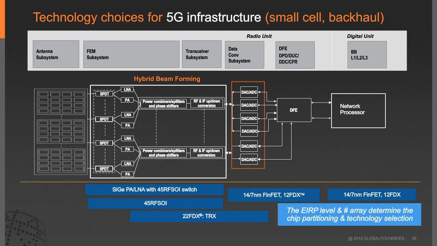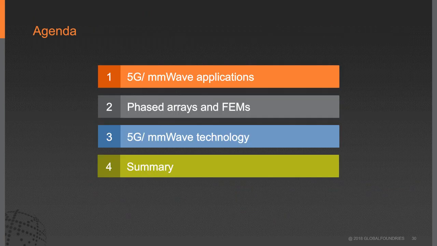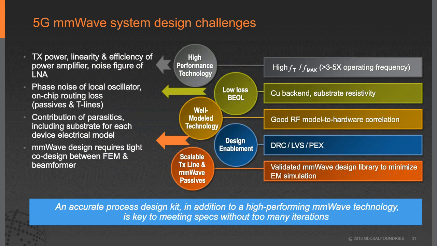Okay, so to summarize, what's key for all of this? The essential elements for millimeter wave system design are, first, you need a technology with high performance. So high fT and fmax should be at least 3 to 5 times your application frequency. You need higher performance to enable design techniques for more robust design. You need low loss back end of line, right? So thick top metals, distance to substrate, substrate resistivity.